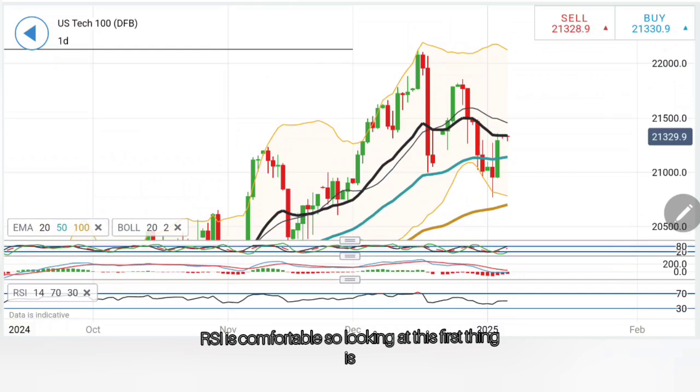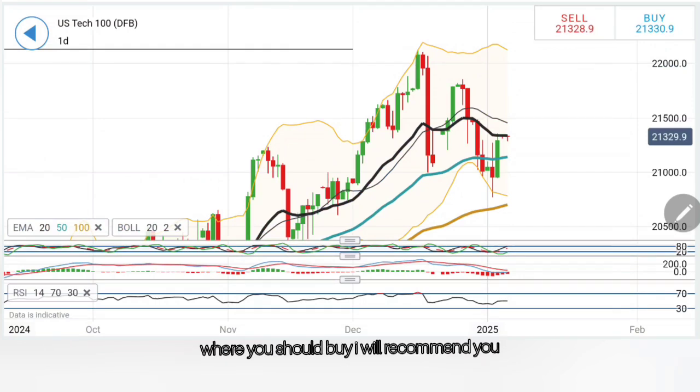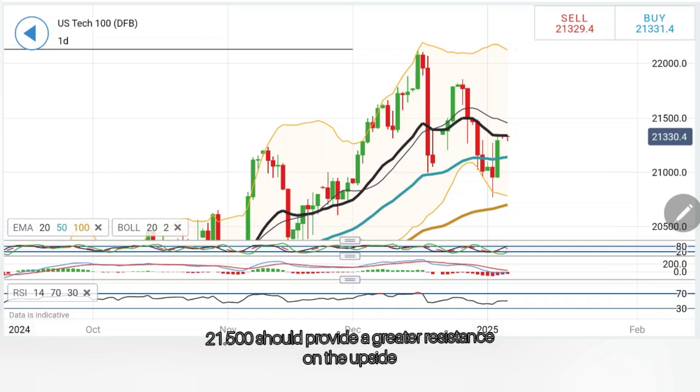So looking at this, first thing is where you should buy. I will recommend you to buy 21,360, 370, expect 21,400, 440 and 500. Beyond 21,500, 21,540 and 21,600 is a must. The 21,500 should provide a greater resistance on the upside.